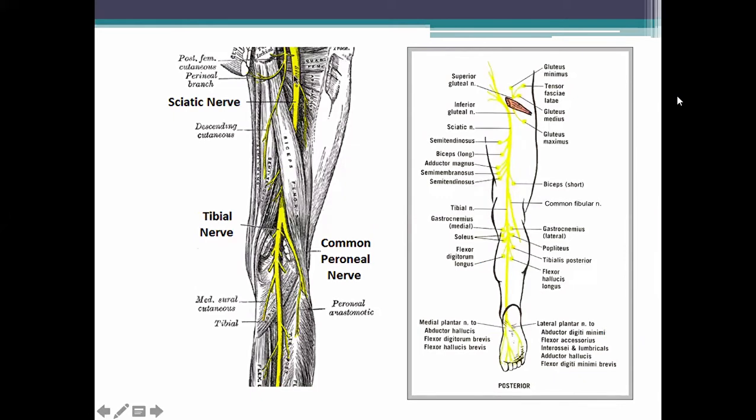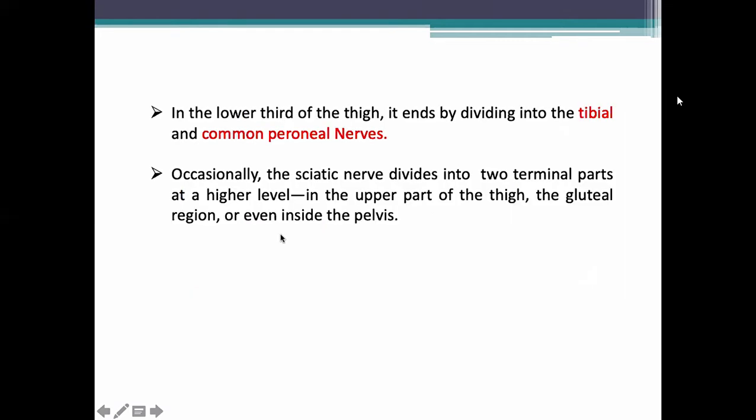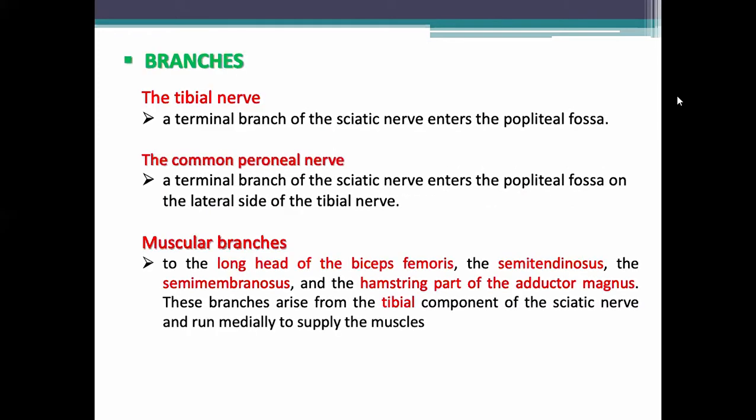This is the sciatic nerve. It's covered by the biceps femoris and the semimembranosus muscles. It terminates into two branches, the tibial nerve and the common peroneal nerve. In the lower third of the thigh, it ends by dividing into the tibial and the common peroneal nerves. The branches of the sciatic nerve are the tibial nerve, the common peroneal nerve, and the muscular branches.